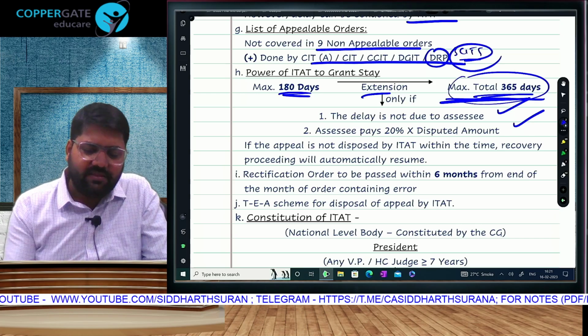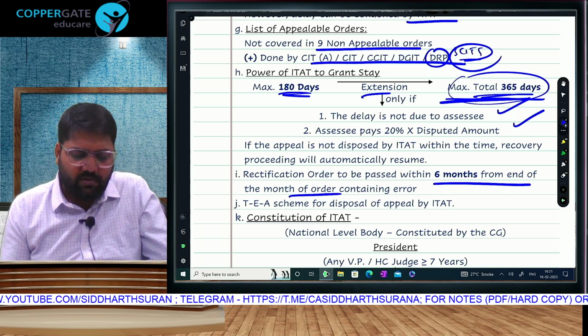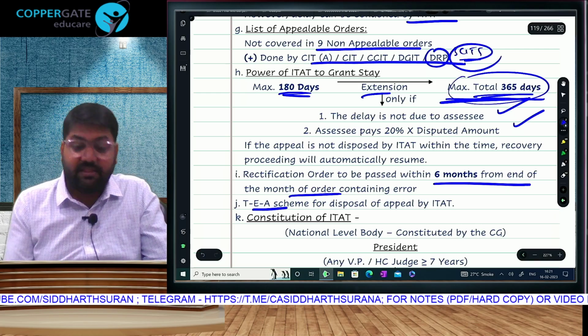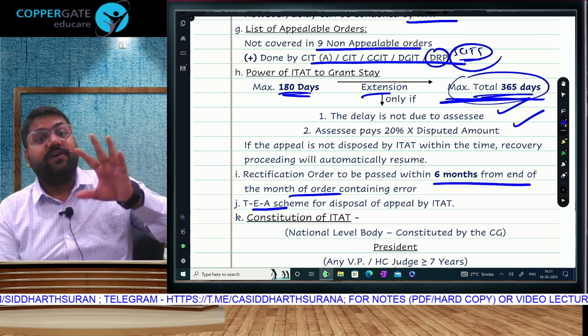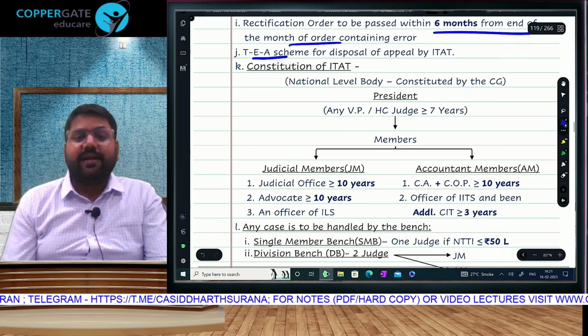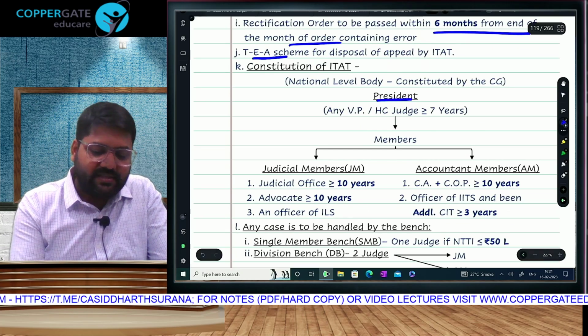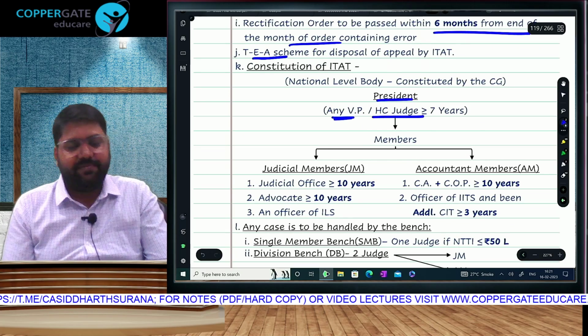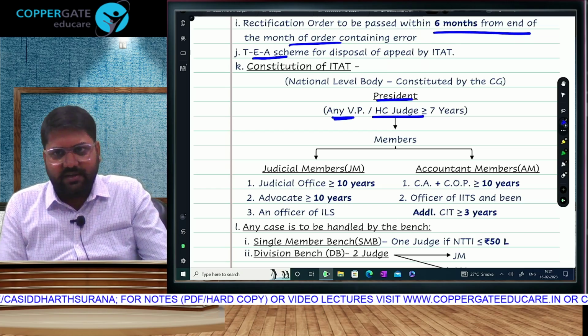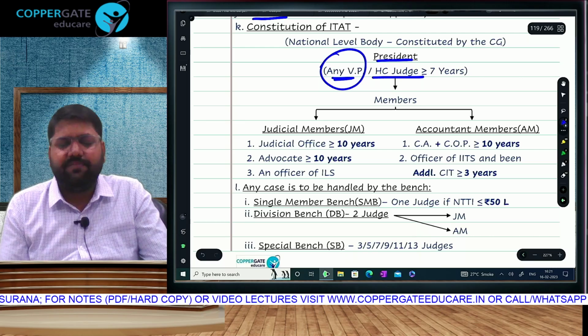If there is any mistake in the order, then that has to be rectified within 6 months from the end of the month of that order. Here also there will be a T-scheme, meaning ITAT will also work faceless. Faceless appeals at CIT appeals and faceless appeals at ITAT also. ITAT is an organization, unlike CIT appeals, which is a human being. So, there will be a president, who can be any vice president or any person who has been a high court judge for 7 years. But as per protocol, generally the vice president will always become the president.